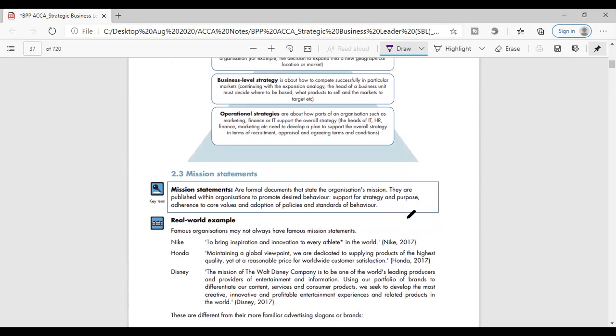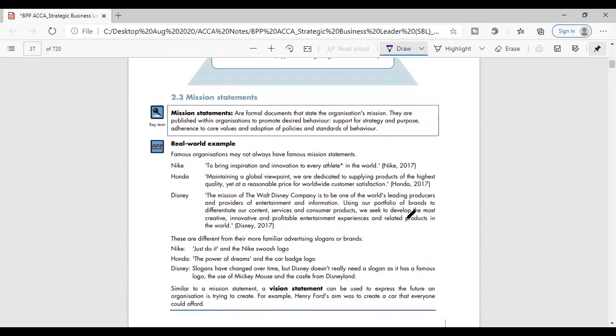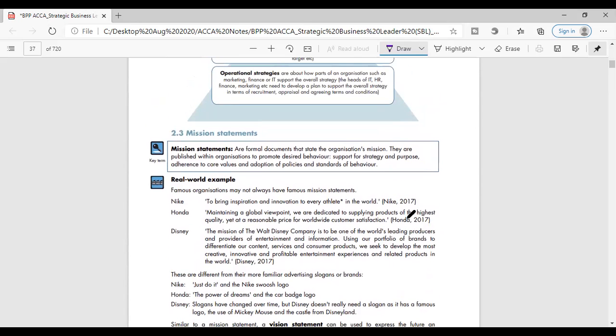Mission statement. This is another thing quite famous almost in all the books. A mission statement should be a statement that can clearly communicate the vision of the organization. When it comes to vision, it means why this organization exists. It should be that level of statement. So this is a formal document that states the organization's mission, why this organization was set up, why it exists, what it wants to achieve, and it should reflect the core values and policy and standards of behavior, how to behave, how to work.